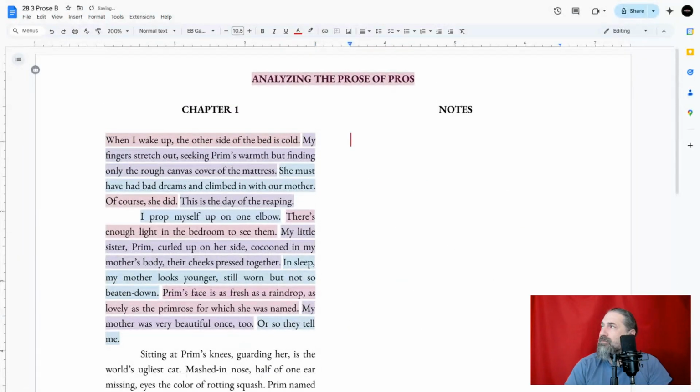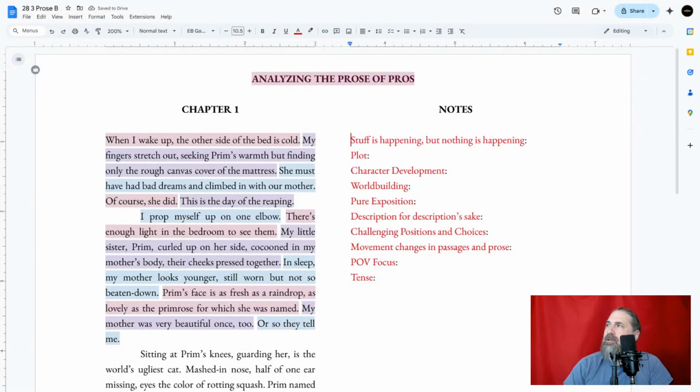So we kind of went over those. We kind of went over movement of, oh yeah, I jumped the gun. So movement of sentence is just everything flows into it. "When I wake up, the other side of the bed is cold." So because I'm waking up in a cold bed, I'm searching my fingers for Prim. She's not there. Why is she not there? So let me justify it. She must have had a bad dream with her mother. Of course she did. And why? Because this is a reaping day. So I'm going to look for Prim, knowing that she's probably with my mother, which changes the movement, which is the second part. So each sentence has to have a movement into the next sentence, and each passage becomes a new passage with new movement. And the new movement is that she is searching for Prim.